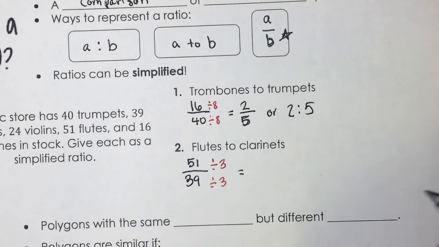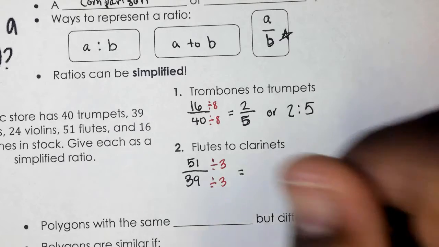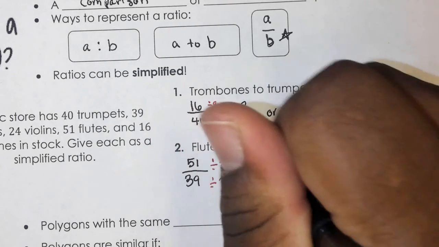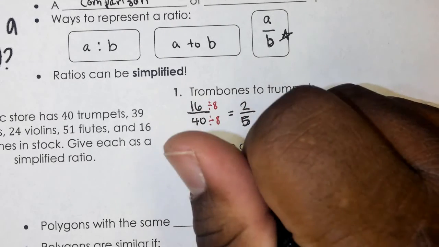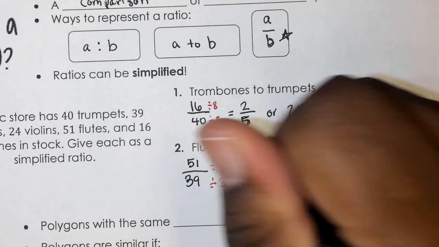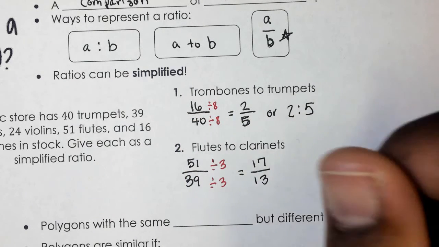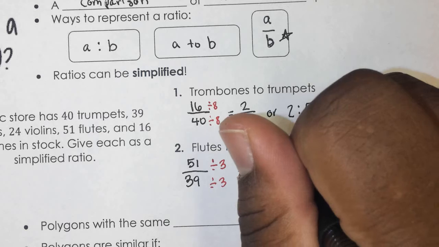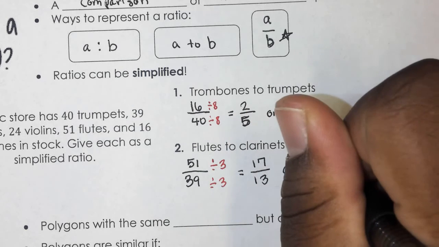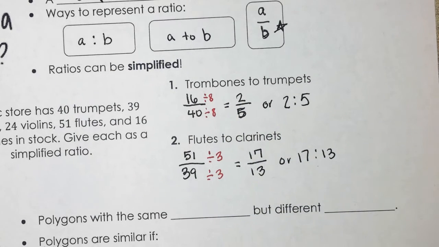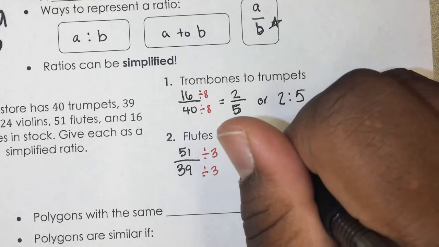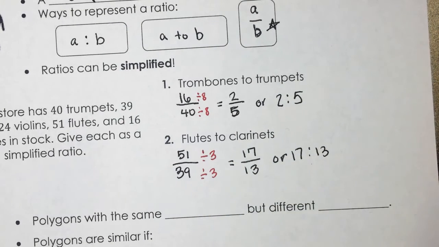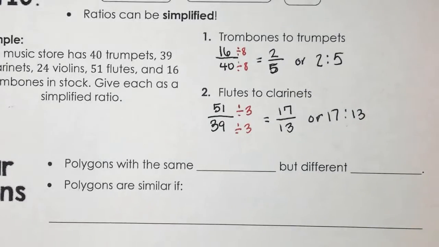On this one, 51. 3 does go into 51. How many times? 17. And on the bottom, 39 divided by 3, 13. So 17 over 13, or 17 to 13. So that's ratios. That should be simple for y'all.